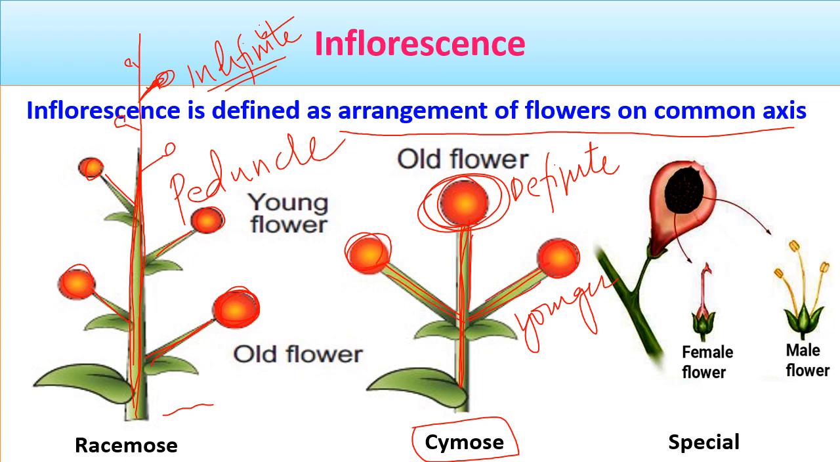So this is the basic difference between the first two types of inflorescence, racemose and cymose. The third type is a special type of inflorescence, which is actually a mixture of racemose and cymose types, that we can see when we study the next few slides.